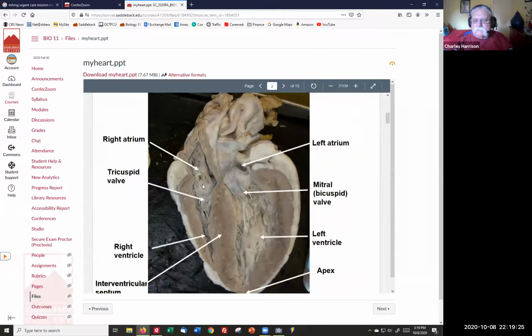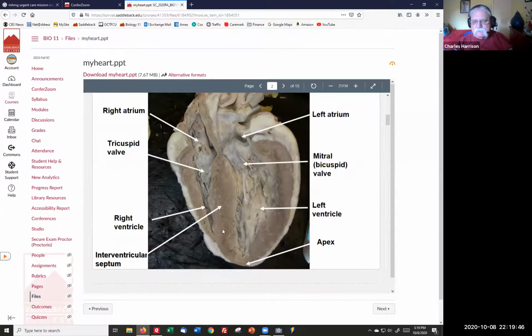Labeling some different things using the same model. Here's the right atrium, the tricuspid valve, the right ventricle. Now the right ventricle looks really short-changed, like it's very small. Not quite that small. It's the angle that this was cut. Here's the IV septum, interventricular septum, which is totally myocardium.